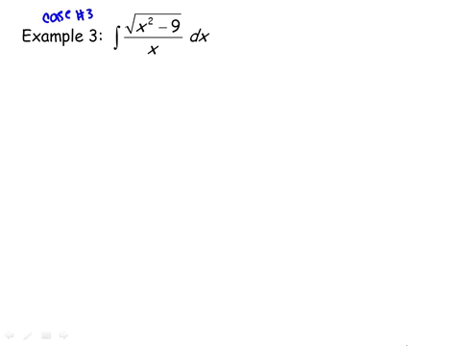Case number 3 tells me a squared is equal to 9, so a is equal to 3. You're going to need that. And x for case number 3 is equal to a, which is 3 secant theta. We're also going to need an x squared, which is 9 secant squared theta. And you're also going to need a dx, which is going to be, what's the derivative of secant theta?